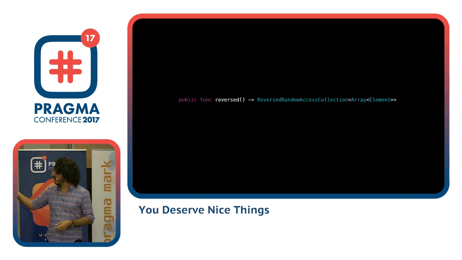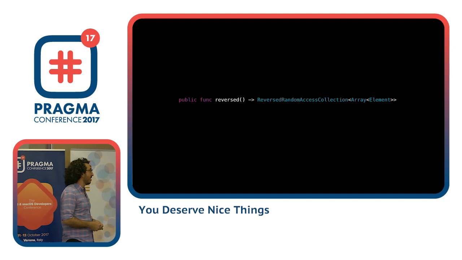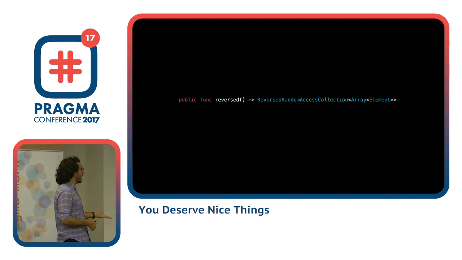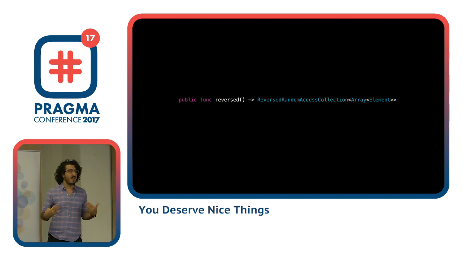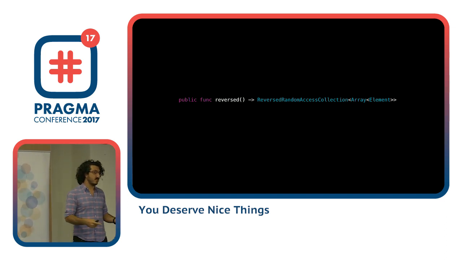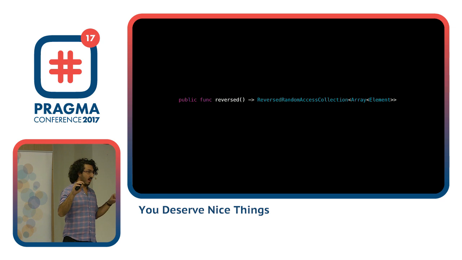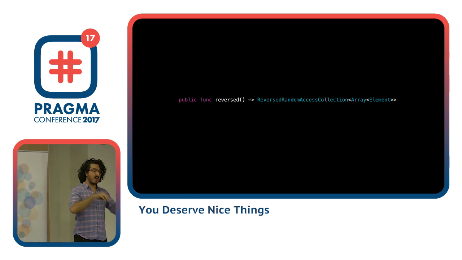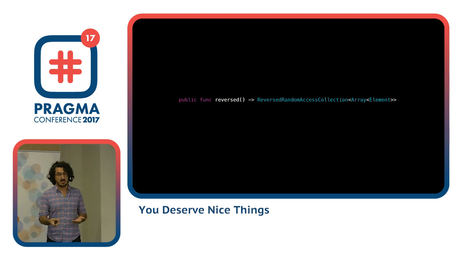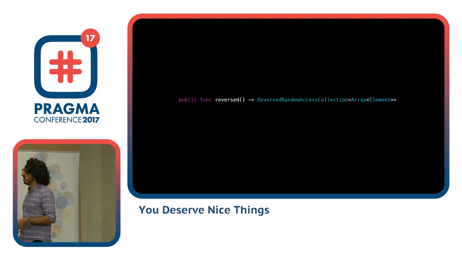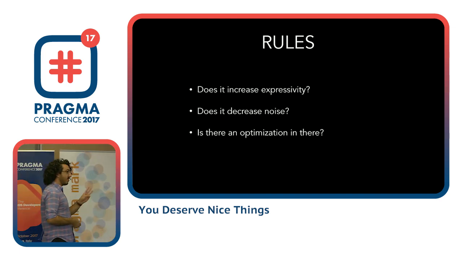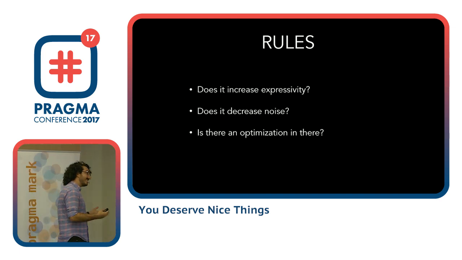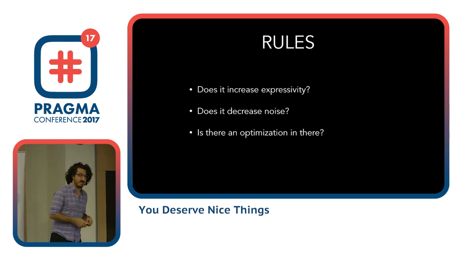More nice things, Swift has this built in. When you call reversed on a random access collection, you get a reversed random access collection. What that does is it stores a reference to the original random access collection, and it will get the right elements at O(1) instead of looping through and copying all the elements into a new array or a new collection. So this is super nice. That is rule number 3: not always required, but nice if you can get it. Is there an optimization?